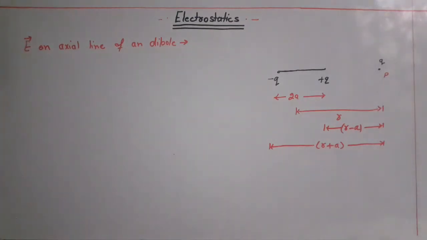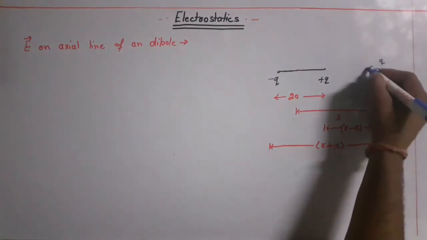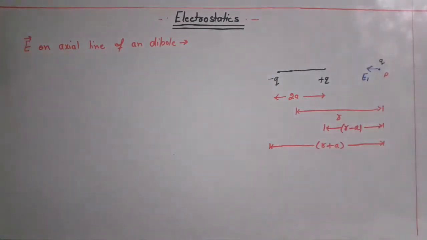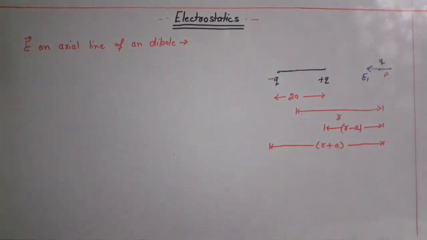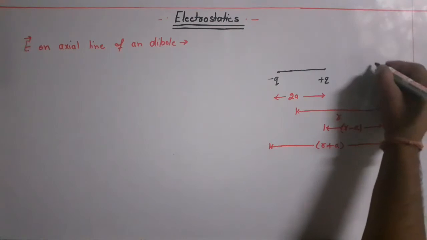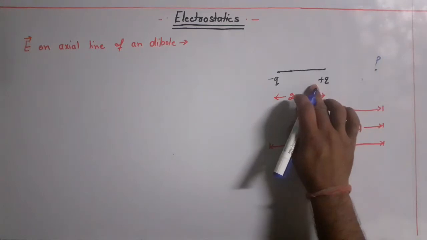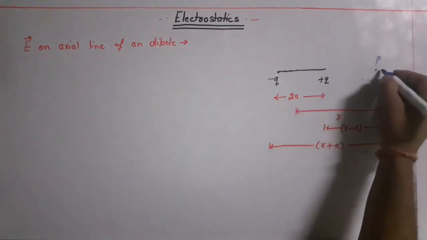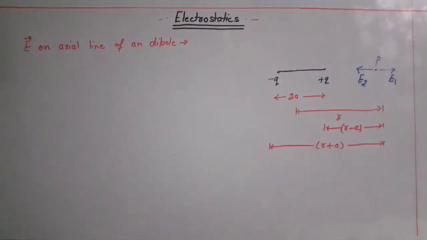Let's first of all find out the force due to this plus Q. This plus Q will apply force on this charge in this direction. Next, this minus Q will apply force on this charged particle in the opposite direction. Wait a second, let's redraw. This is our test charge, which is placed at point P. This charge is plus and this test charge is also positive, so the electric field will be in that direction. Similarly, this is minus Q and the test charge is positive, so the direction of the electric field will be toward the left.